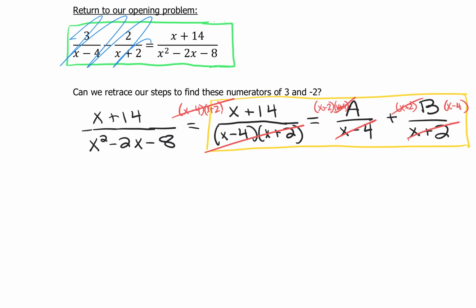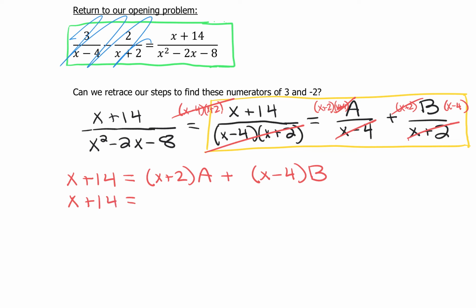And what we're left with is our x plus 14 equals x plus 2 times A and x minus 4 times B. Again, I would have gotten the exact same thing if I had just concentrated on matching those denominators and then focused on my numerator equation. So I'm going to expand out by multiplying through by that A and the B. So we'll have x plus 14 equals Ax plus 2A, Bx minus 4B.